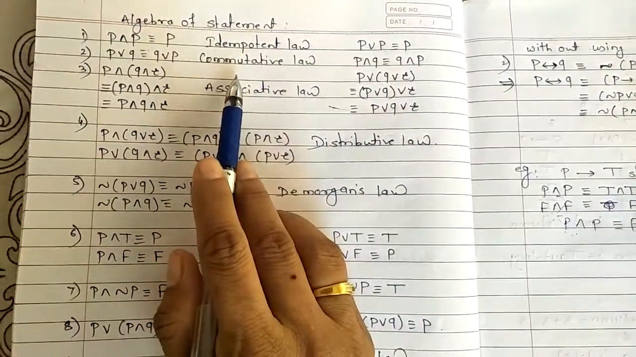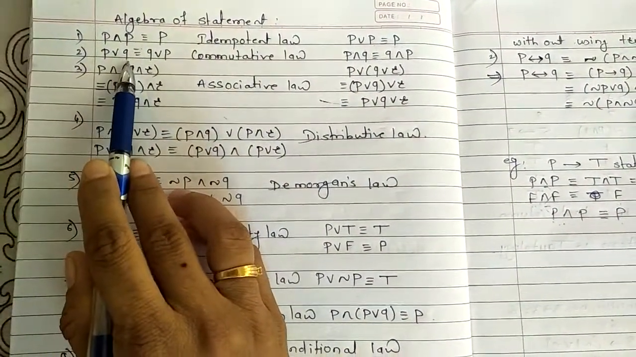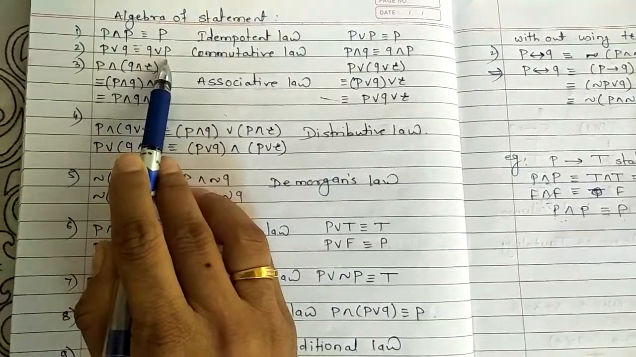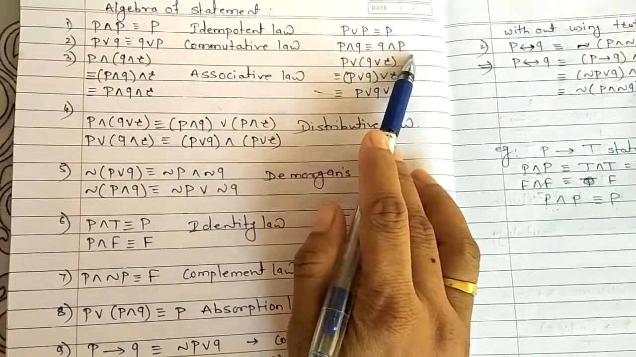The next law is the commutative law. The commutative law says P or Q is equivalent to Q or P. Also, P and Q is equivalent to Q and P.